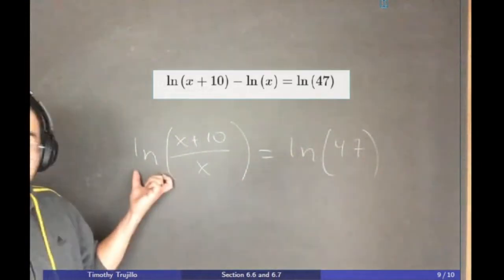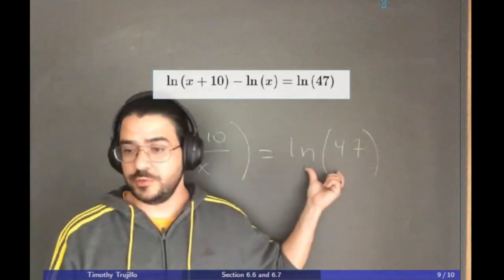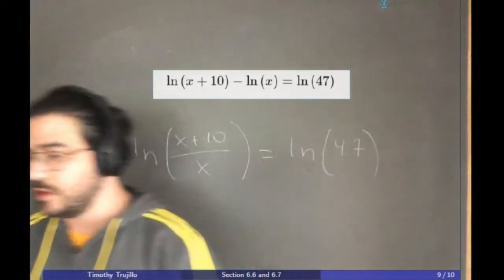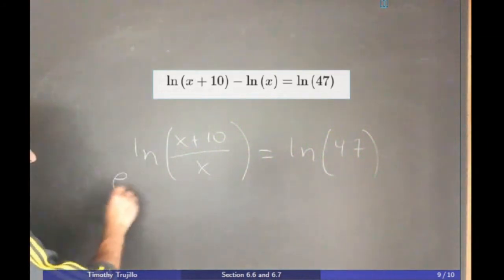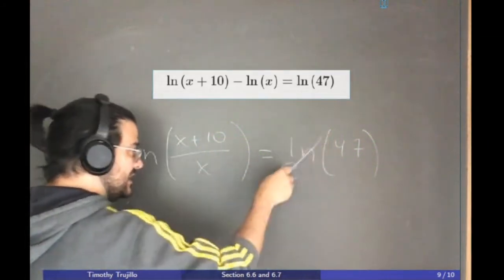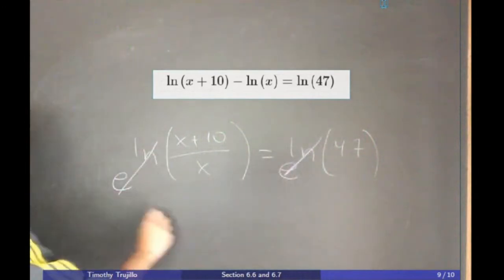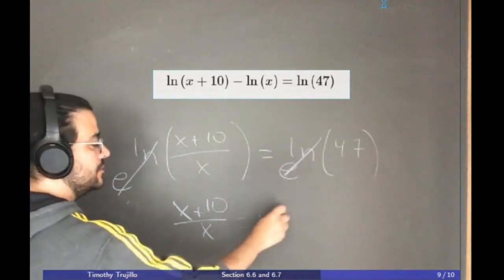Okay, so you'll notice I condensed everything down to a single natural log on this side, and over here it was already in that format, a single natural log. And we'll use the fact that e undoes the natural log, right? The exponential function is the inverse, so we'll take e to this side, and that'll be equal to e to that side. The e and the natural log will cancel out, and you're left with just x plus 10 over x is equal to 47.